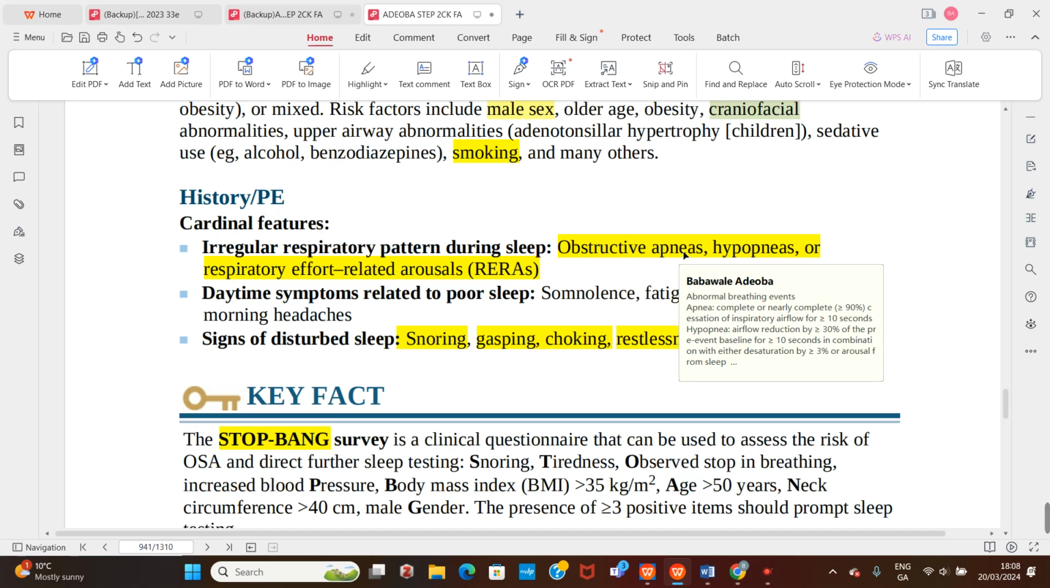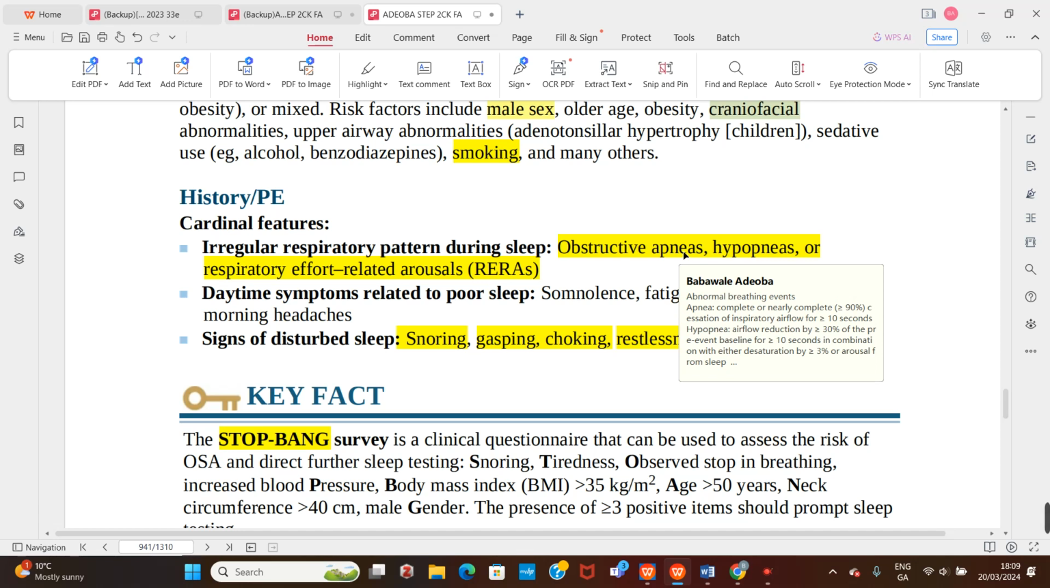It's not that the person is not breathing. The person is breathing, but air is not entering because of obstruction, right? That's the problem. Because of obstruction, this person is not hypoventilating. Please don't mix them up. The person is trying to breathe, but the air is not entering because of the obstruction. So when you have complete or near complete cessation of inspiratory airflow for 10 seconds or more, that is apnea.